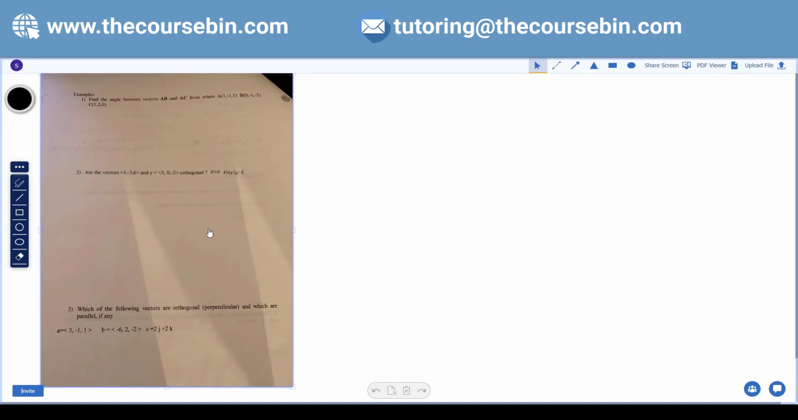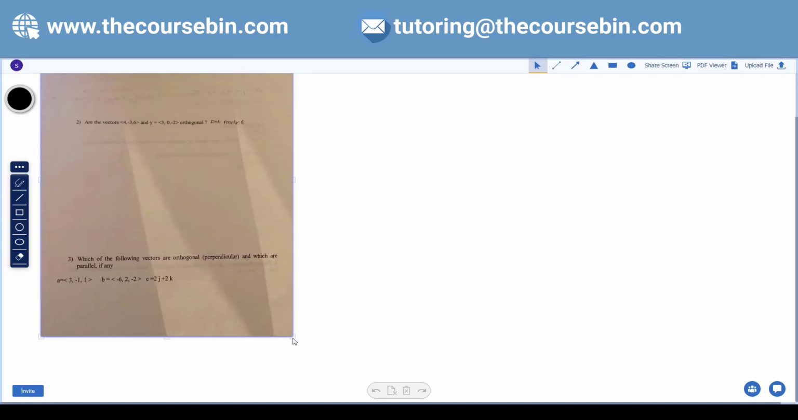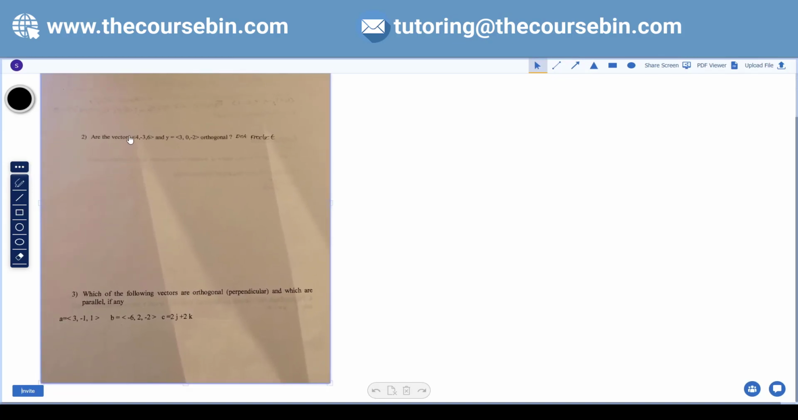Right. So the question asks us if two vectors, this equals this and this equals that, are orthogonal. That could be a typo. I mean, the y is really irrelevant. What they're asking is whether these two are orthogonal or not.